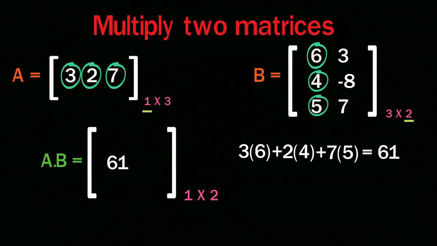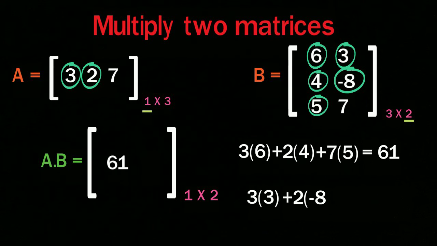For the second element, we use 3 multiplied with 3, which is 9, and 2 multiplied with negative 8, which is negative 16, and 7 multiplied with 7 is 49. So we sum the three numbers, 9 plus 49, 58. 58 minus 16, we have 42 as the second element.